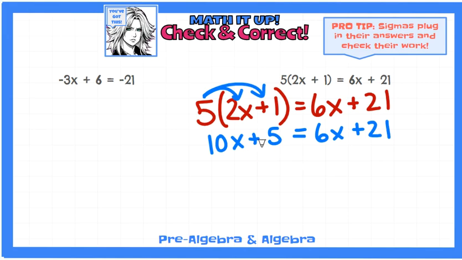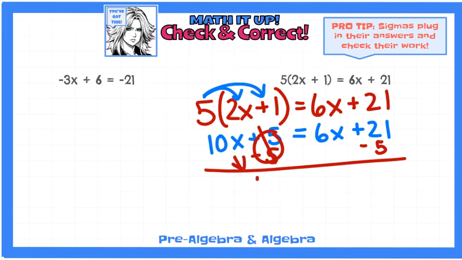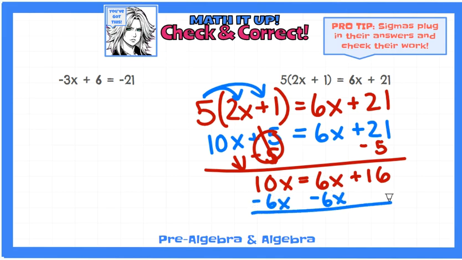So I'm going to turn this magically into a 0 by subtracting 5. Do it to both sides to keep my equation balanced. 5 minus 5 goes away, it's a 0. Leaves me 10x on this side. I have 6x, and then I have 21 minus 5, which gives me a positive 16. Now I need to get my x's on one side, so I'm going to get them out of here and over here by subtracting 6x, turning this into a 0, doing that on both sides. That goes away. 0 plus 16 is just 16.